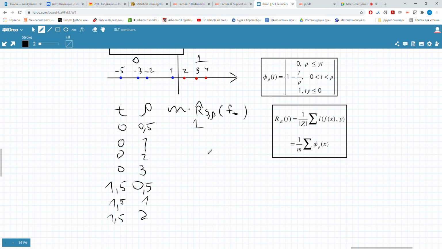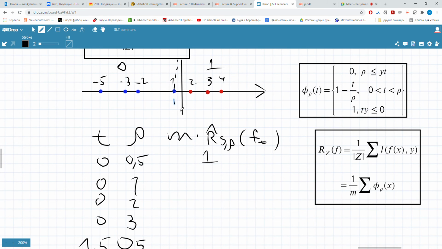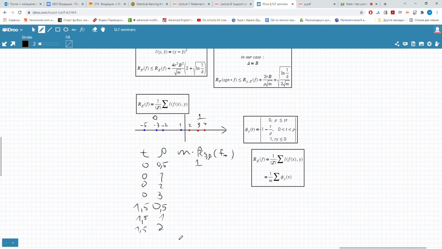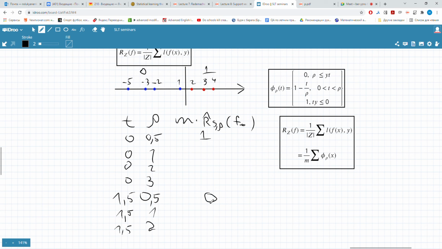It's okay that t divided by rho will be negative. It won't happen. 1 minus t divided by rho. I won't say that all the points will be classified correctly. Okay, so in this case we'll get only zeros in our sum. So for example, in this case we'll achieve 0.